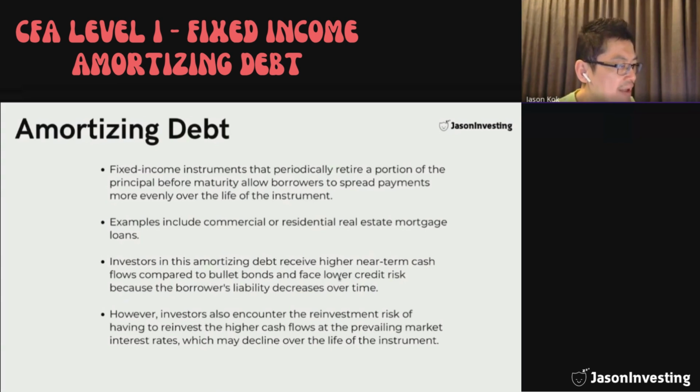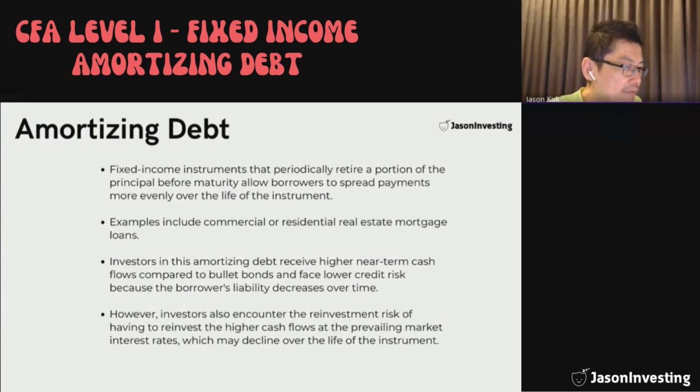loans. Investors in this amortizing debt receive near-term cash flows compared to bullet bonds and face lower credit risk because the borrower's liability decreases over time. Lower credit risk is because you're getting back the principal periodically, which means that you lower the amount of money that you actually lend to the issuer. So say for an amortizing loan, if the issuer actually defaults on the loan, it is less risky than a normal bullet bond because you already get part of the principal back.